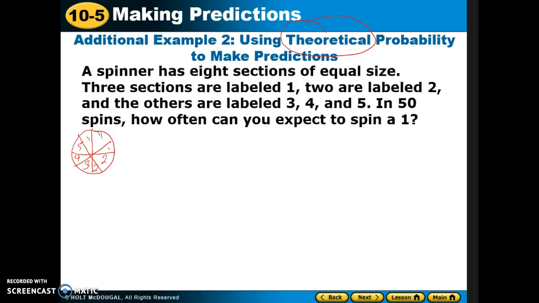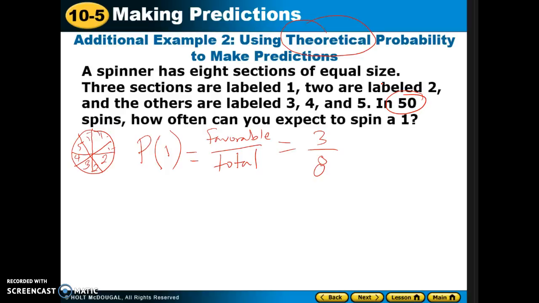How often can you expect to spin a 1? So I want to know what the probability of spinning a 1 is. Well, remember, probability is favorable outcomes over total outcomes. Okay? Which means, how many times does 1 occur? 1, 2, 3 times. Total outcomes are 8 equal sections. The probability of spinning a 1 is 3/8. 3 out of 8, I should get a 1. Now I want to make a prediction. If I spin it 50 times, how often can I expect to spin a 1?